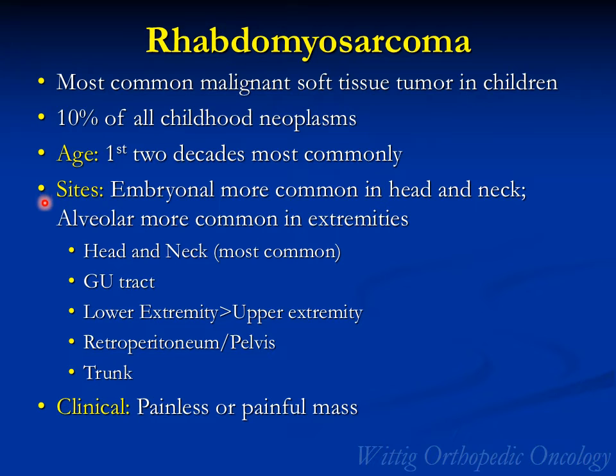Most commonly it occurs in the first 2 decades of life, up to the age of 20. In terms of sites of involvement, embryonal is more common in the head and neck, and alveolar is more common in the extremities. The head and neck overall is the most common site, followed by the GU tract, the lower extremity and upper extremities, lower extremity being involved more often than the upper extremity, the retroperitoneum and pelvis, and then the trunk. Clinically, patients may have a painless or painful mass. Most commonly, it's a painless mass. It does not cause pain.